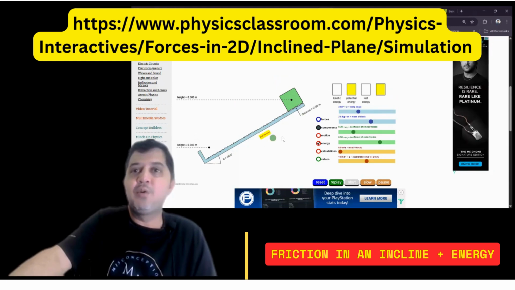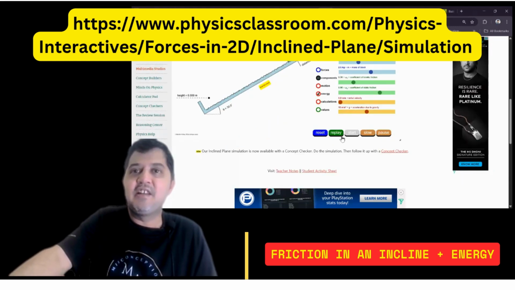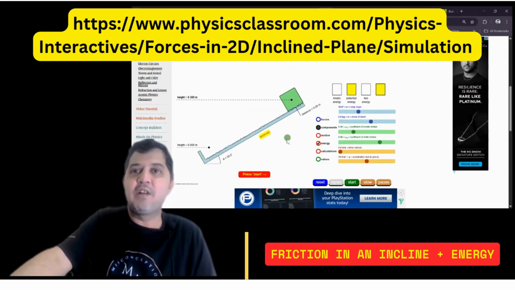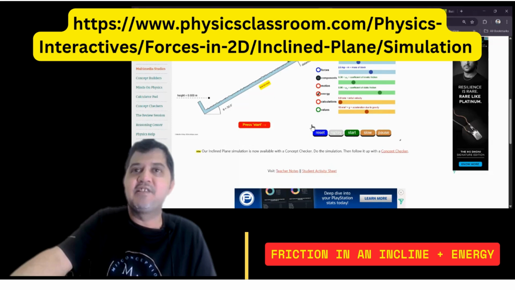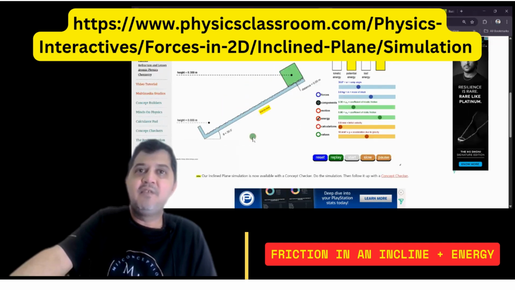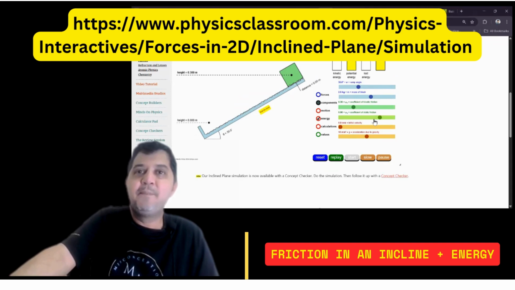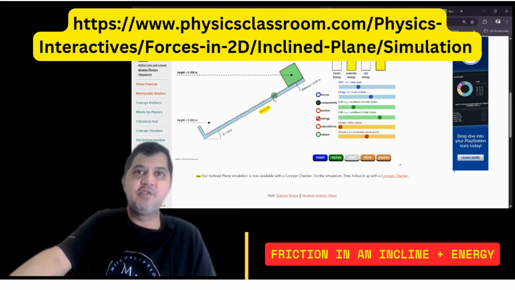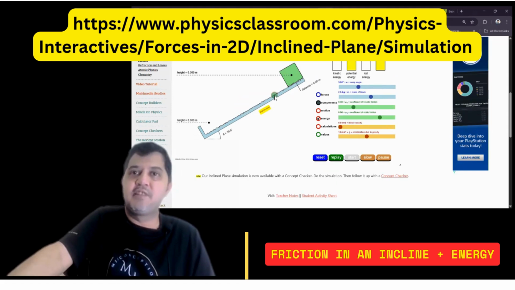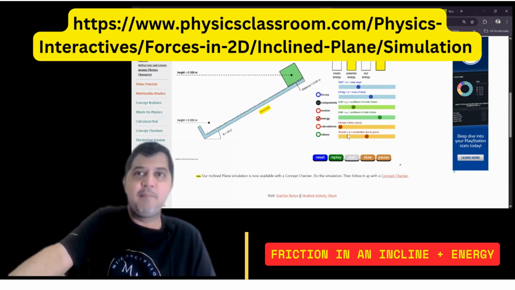Now, how do I run this? I can start a replay, keep it like this and give a start. When I give a start, it's not moving at all. Potential energy is high, kinetic energy is zero, lost energy is zero. What's happening over there? Why? The reason is that friction is too high, so it is not letting the object slide down. So what should I do to let the object slide down? I should either increase the angle of the incline, or maybe reduce the friction.